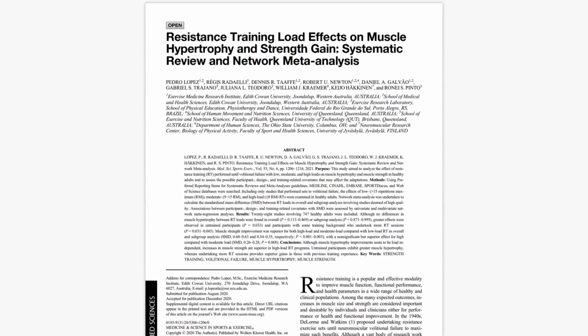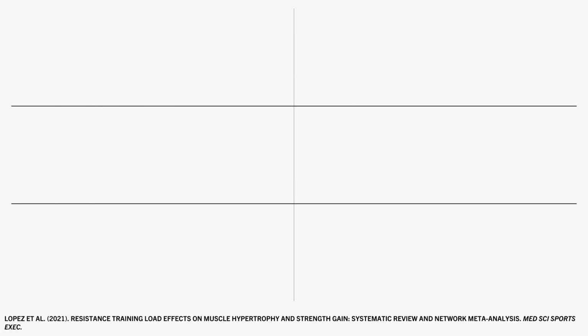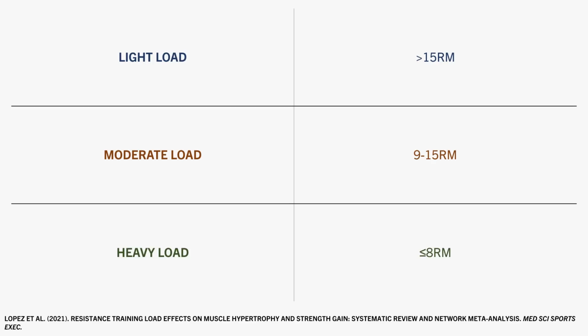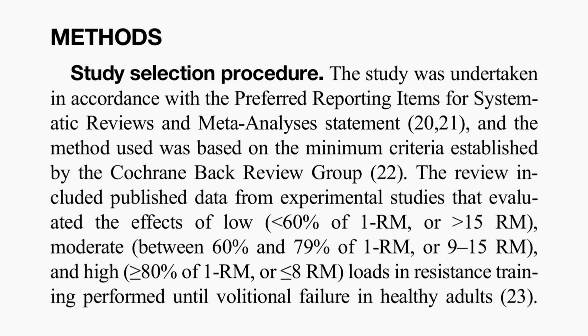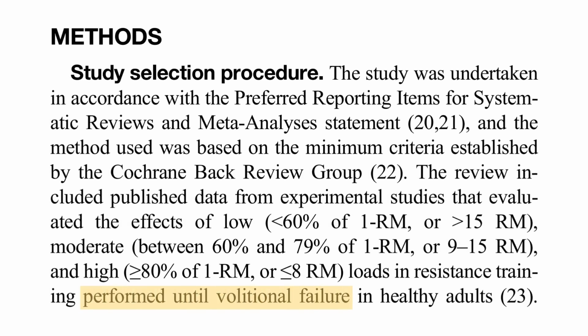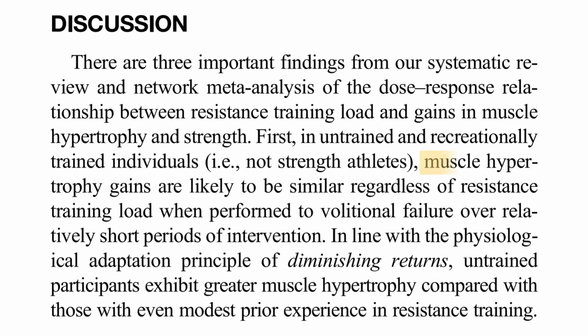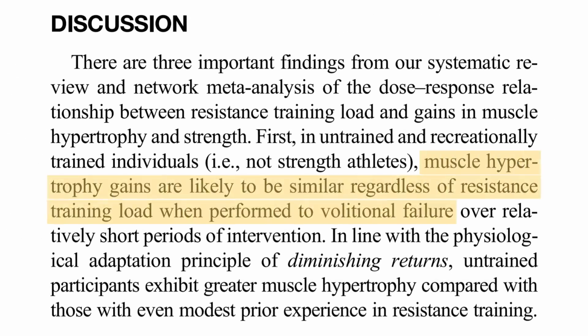This meta-analysis compiled and analyzed the evidence on the effect of rep ranges on hypertrophy. Studies were grouped and compared in 3 different categories. Light loads defined as lighter than a 15 rep max, moderate loads defined as a 9 to 15 rep max, and heavy loads defined as an 8 rep max or heavier. Importantly, this analysis only included studies which involved training to volitional failure, so that proximity to failure was matched between conditions. And it was found that neither rep range category was inherently superior to the other.